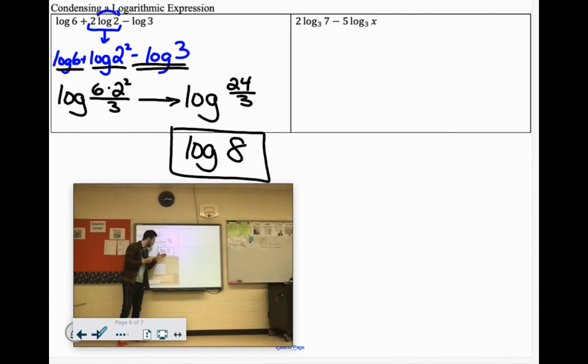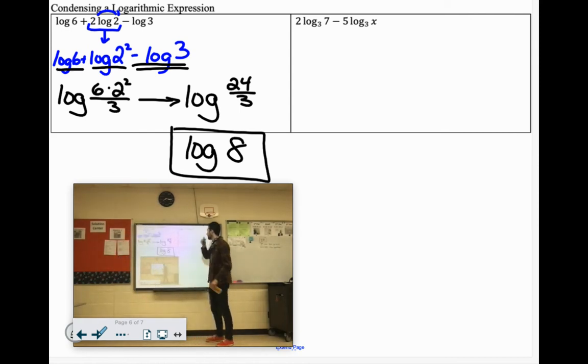Now, what's the base there? That's base 10, right? It's invisible. It's not there. So you can't say 10 to the something power equals 8. It's not going to work for us. All right, let's try that again. So we're going to kick this 2 as the exponent here. So we'll say log sub 3 7 squared minus, same thing here, log sub 3 x to the 5th.